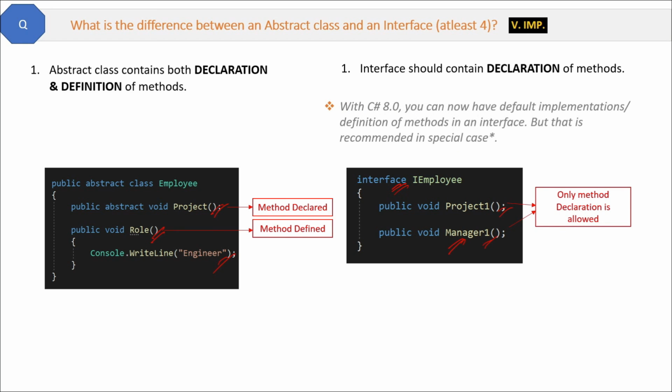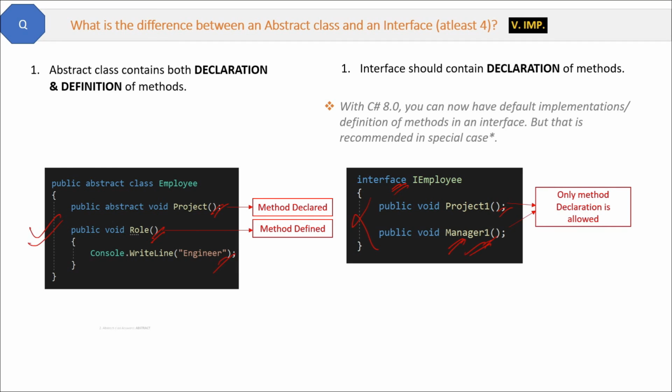Then you can just define the method here. But remember, when you are creating projects from scratch, never use method bodies inside interfaces. Interfaces are for declaration only. If a method body is required, rather use abstract classes. That's why I have explained interface should contain declaration of methods only, right? That is the first difference.